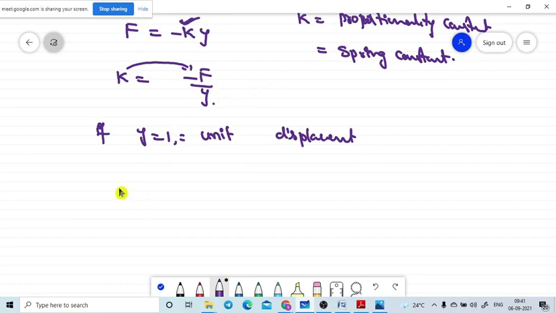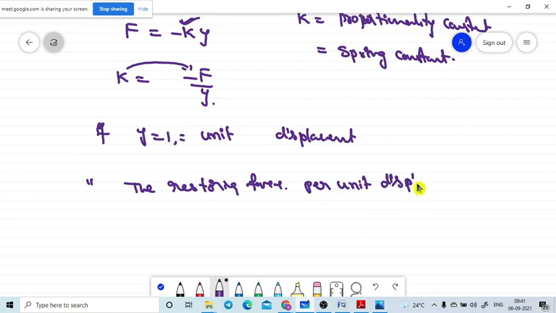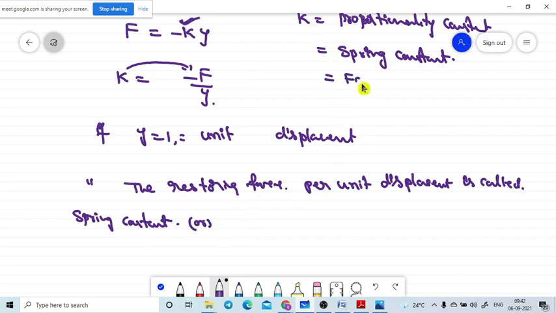So can I define it like this? The restoring force per unit displacement is called the spring constant, or we will name it as a force constant. K is also known as a force constant.